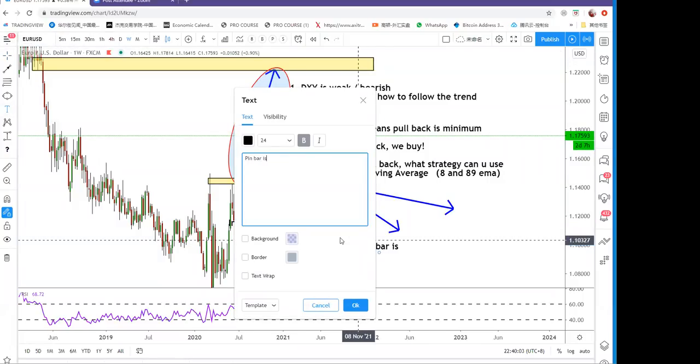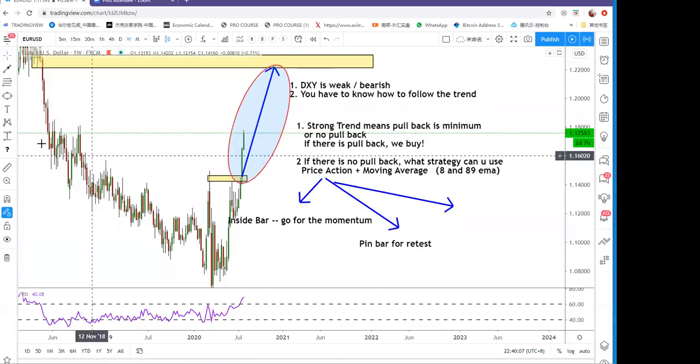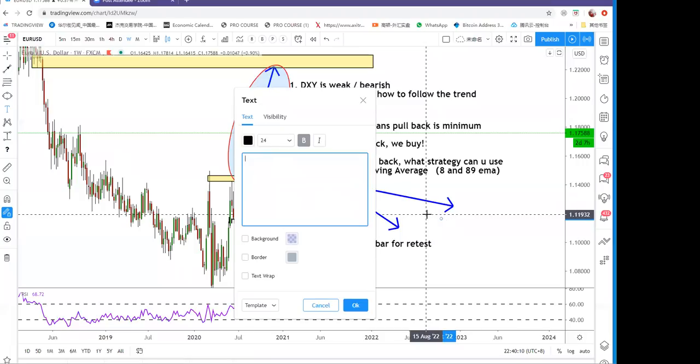Pin bar for retest. Engulfing will not be seen often in trending products. So engulfing is less likely to happen, a low chance to happen.